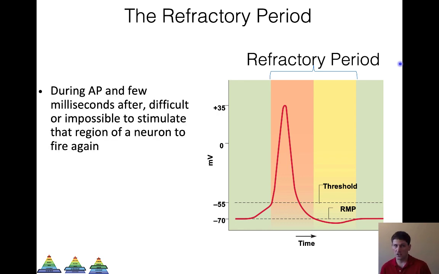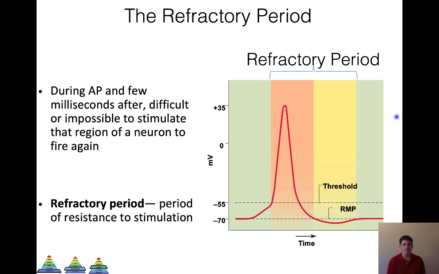So during that action potential and a little bit after, it's very difficult or impossible to stimulate that part of a neuron. Okay, and so we have 2 types of refractory periods, and a refractory period is a period or a time of resistance to stimulation. Resistance to stimulation is key when we're talking about these 2. So here we can see we've got green, good to go, we've got red, not going to fire, and we have yellow, which is caution, we might fire.